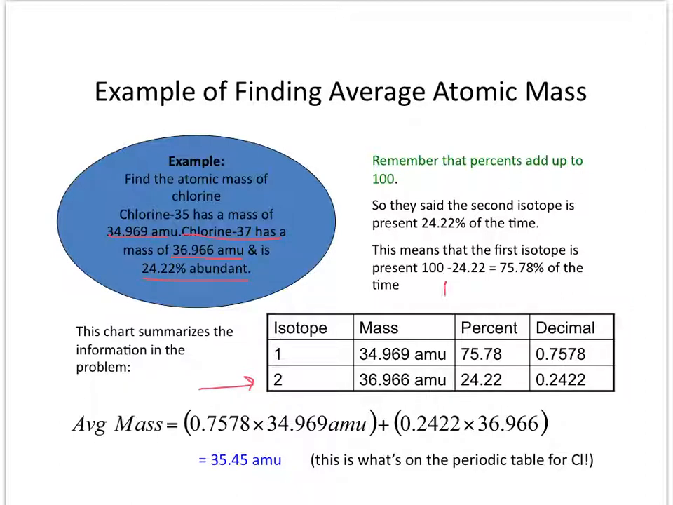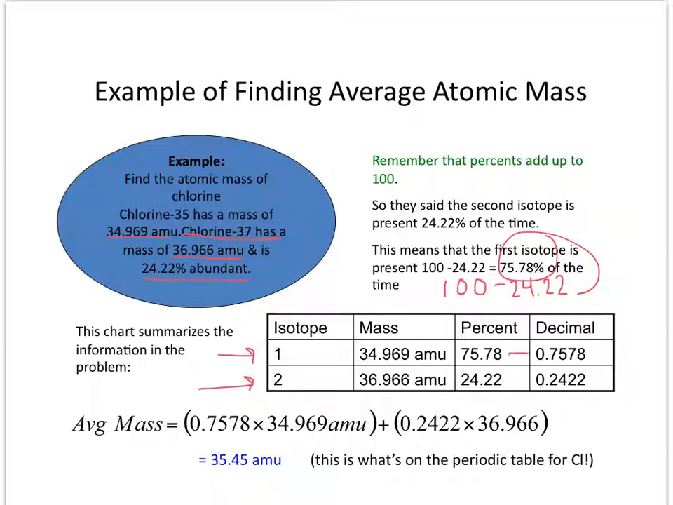Now we know that if we have two parts, they total up to a whole. A whole in percentage would be 100. And if I subtract 24.22 from 100, I end up getting 75.78% abundant. So that is going to be the mass percent of isotope 1 as seen in the data chart.